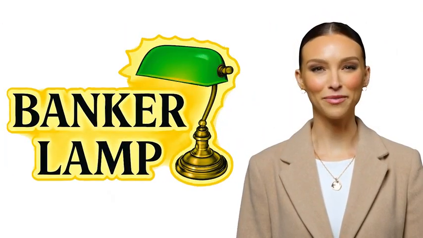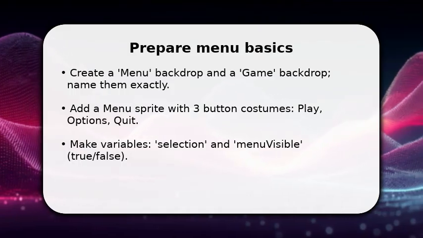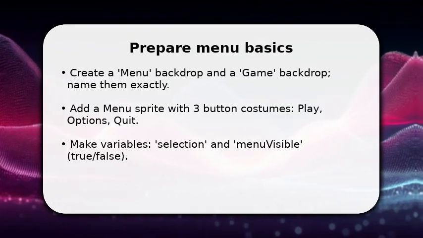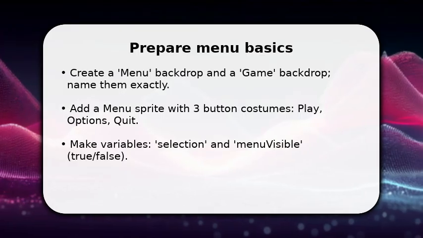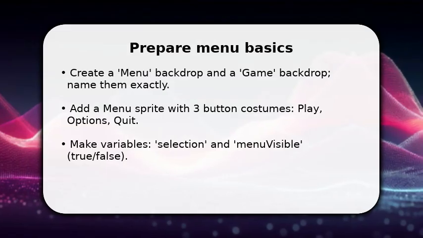Please enjoy the video. You start by making the visual and control pieces: create a menu backdrop and a game backdrop so you can switch scenes. Once done, add a menu sprite and give it 3 button costumes labeled Play, Options, Quit. This lets you change appearance without extra sprites.